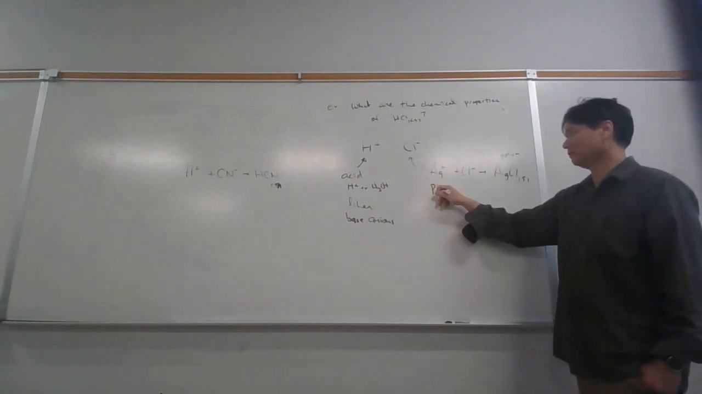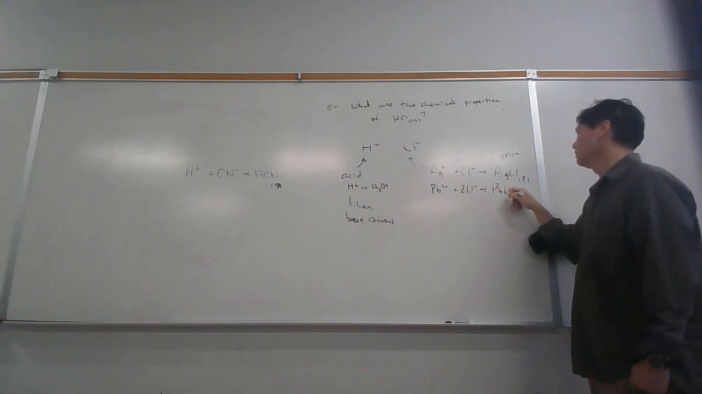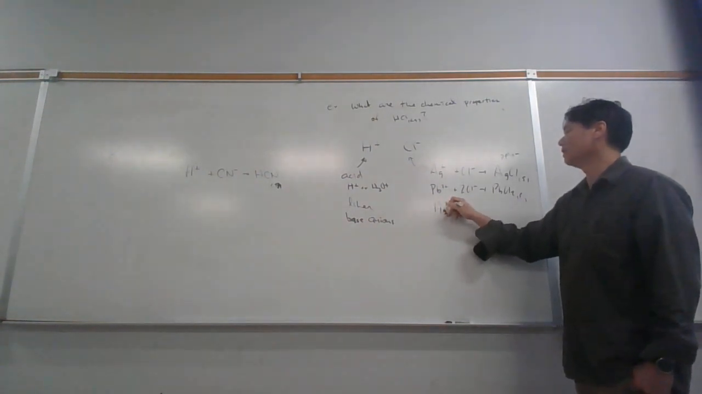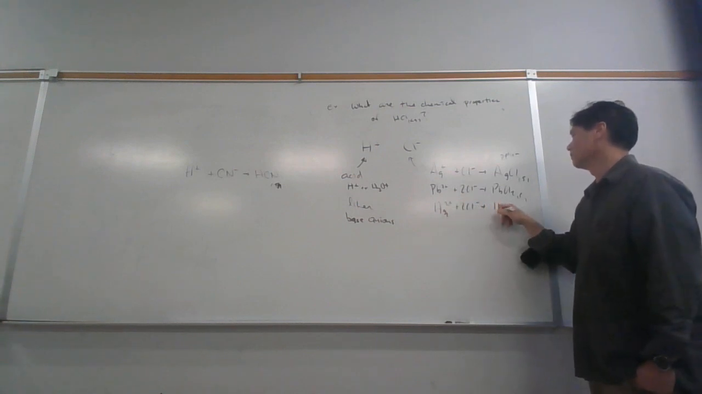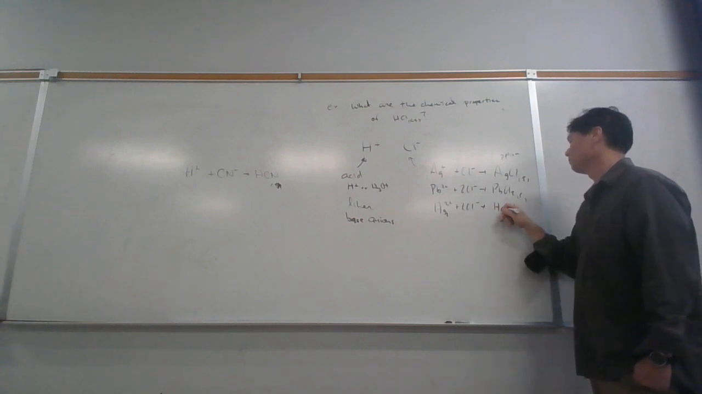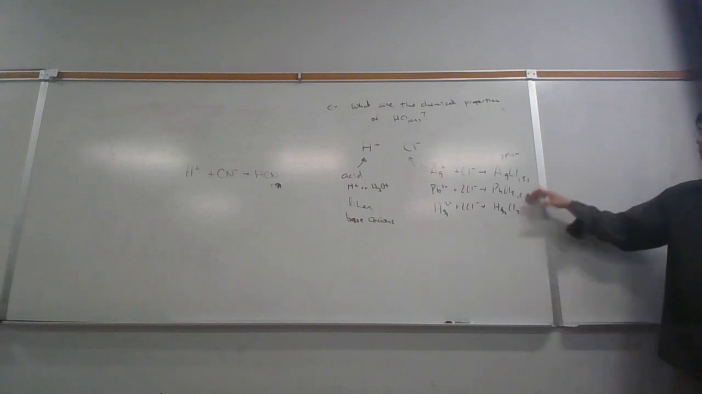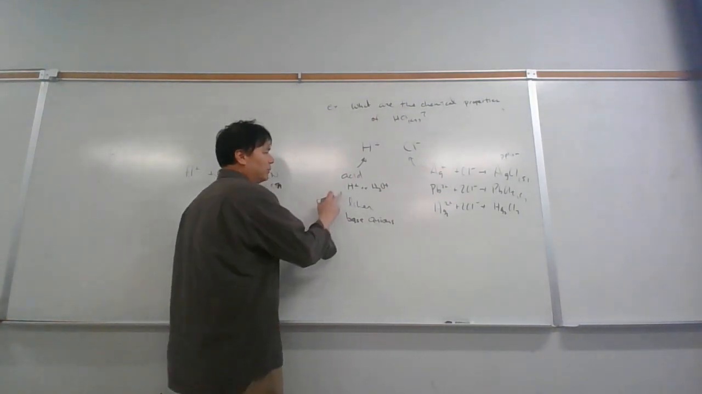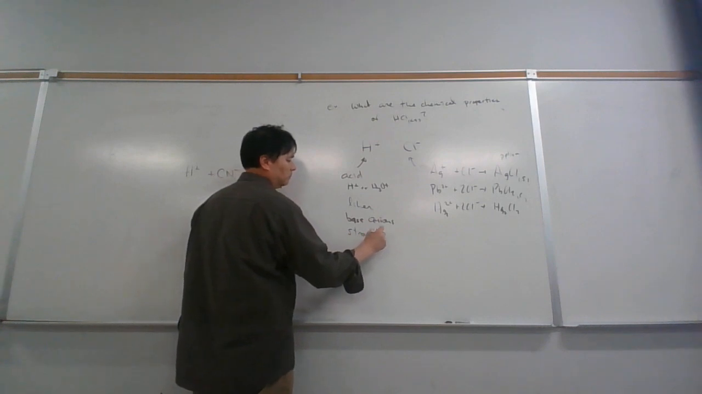What else precipitates with chloride? Lead 2. We have PbCl2. And one more. Mercury. Is mercury 1? Mercury 1, which is Hg2 2 plus. So we're going to form Hg2Cl2. So these are the favorable ion combinations here. So anyway, H plus likes base anions stronger than water.